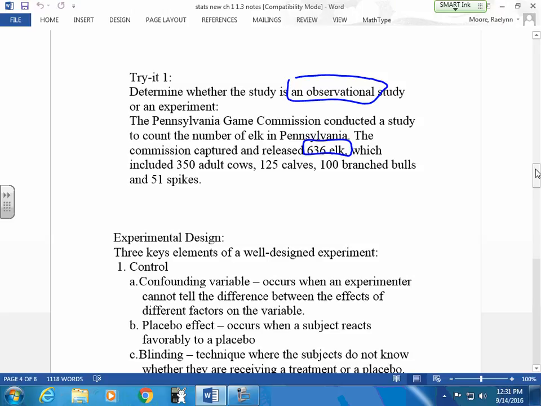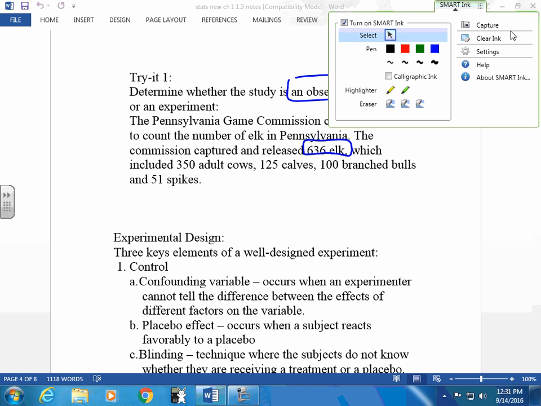I can't send them a survey to say, can you tell me who you are? They're elk. Okay?